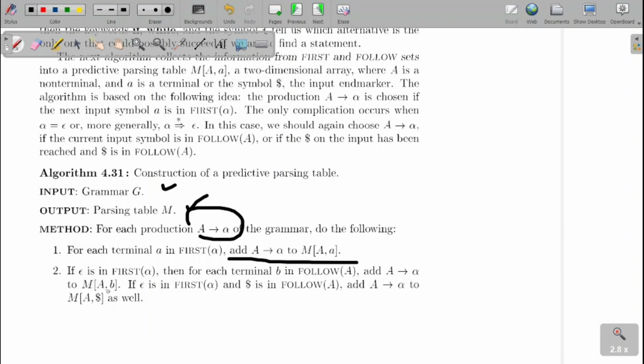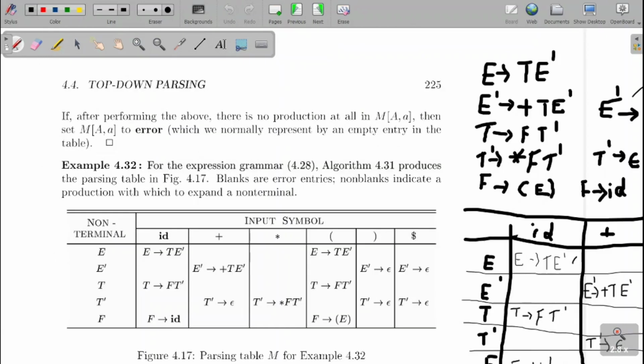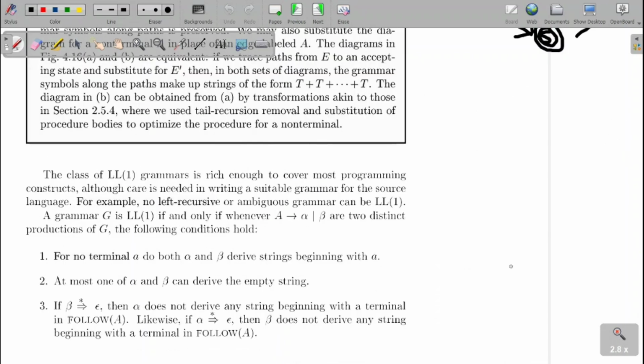So first we go with the first set. If first has epsilon, then we take the follow set. For whatever entries are in the follow set, we add the production, that is the A derives alpha, whichever production yields that epsilon. After that we construct the table. This is the table we have applied. Then one more algorithm is there, to check whether a grammar is in LL(1).